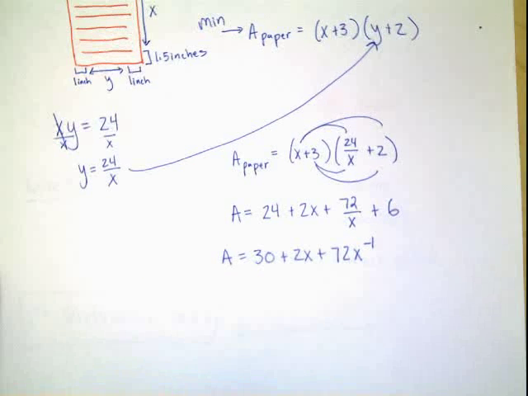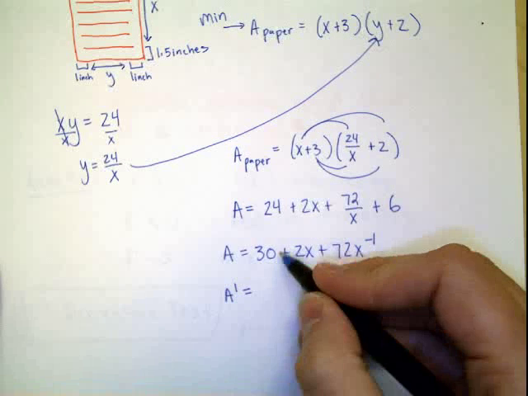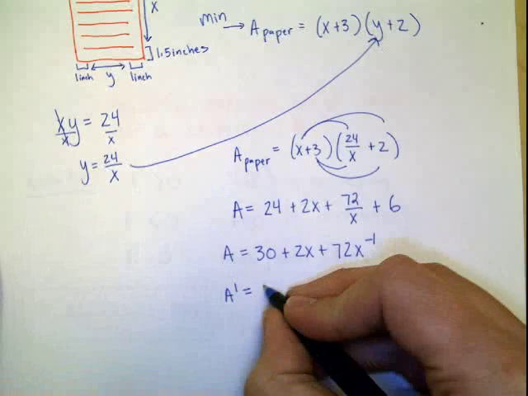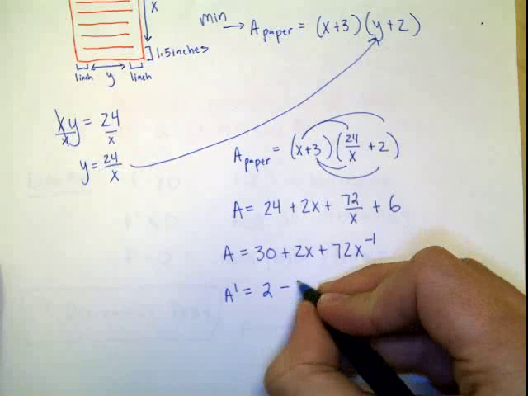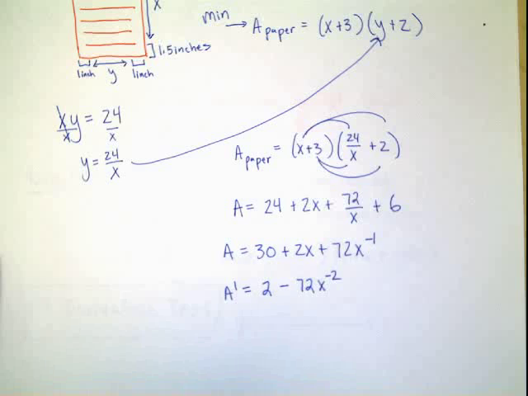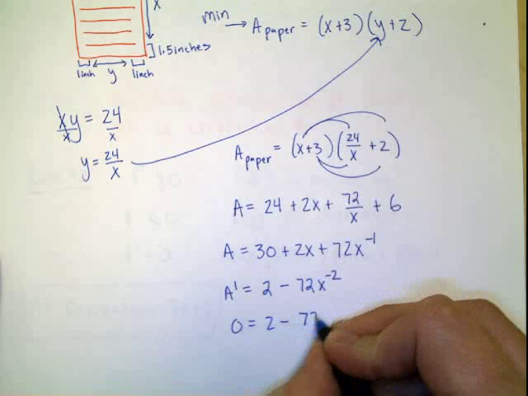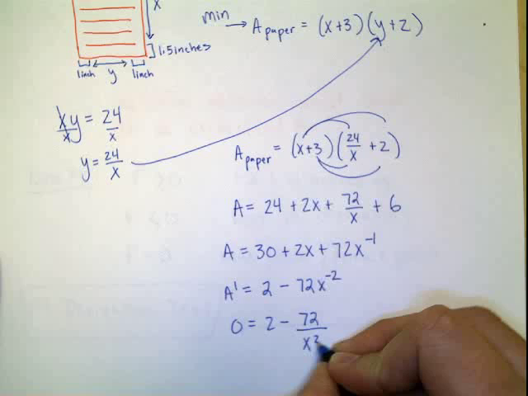Now let's just power rule this thing. So A prime is going to be, the derivative of 30 is 0, 2x is 2, minus 72x to the negative 2 power. There's our derivative. Now set it equal to 0, and we have 2 minus 72 all over x squared equals 0.